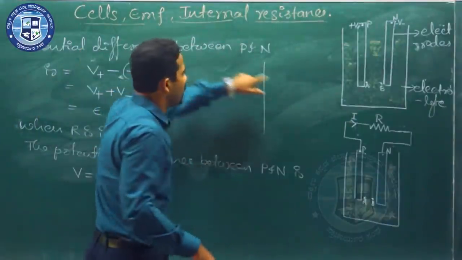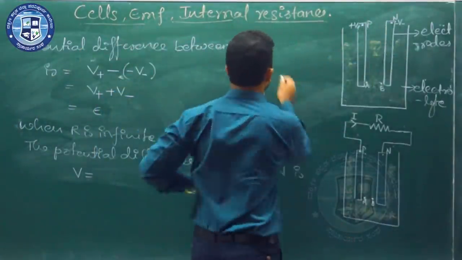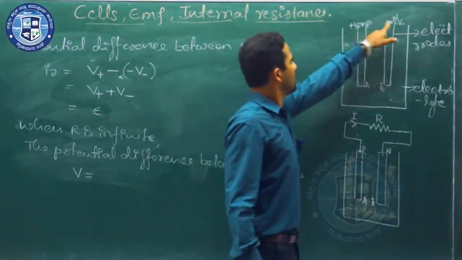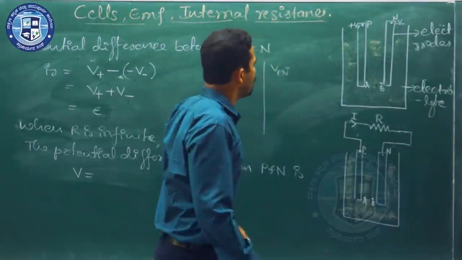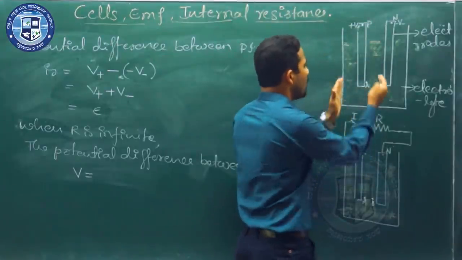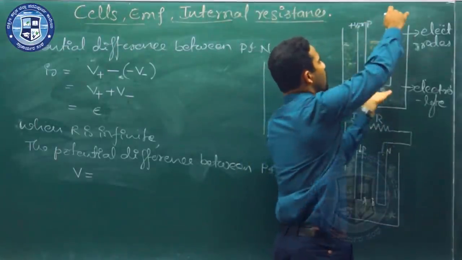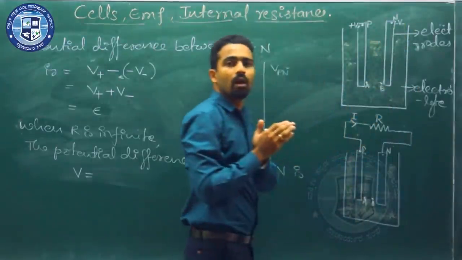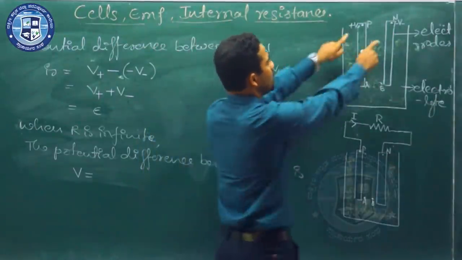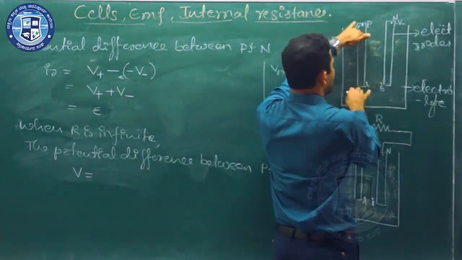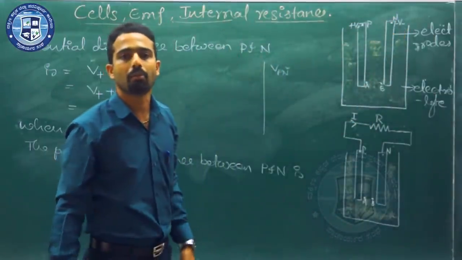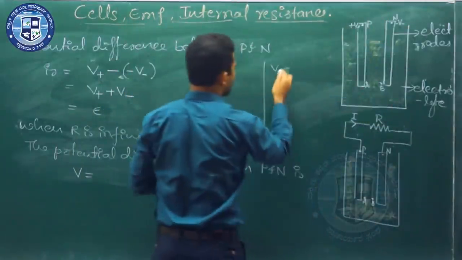So here you need to find the potential across P and N. How to write that? V_PN is the potential across P and N. You have to find it out. How to find this? If you know the potential across P and A, if you know the potential across A and B, if you know the potential across B and N, and you add all these potentials, then you will get the potential across P and N. If you add these three potentials, you will get the potential across PN. Let us do that.